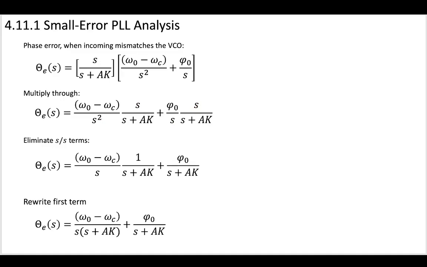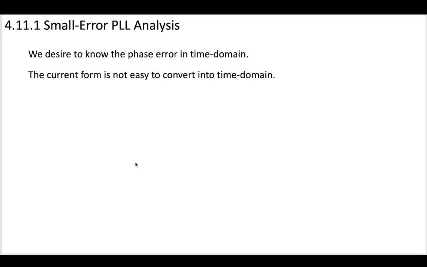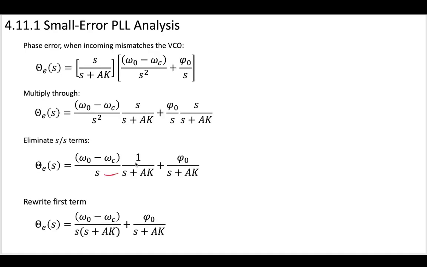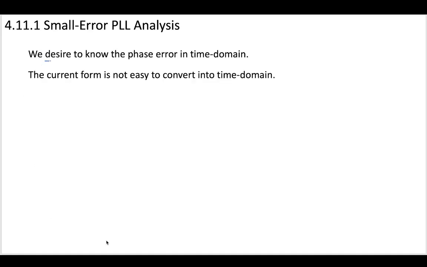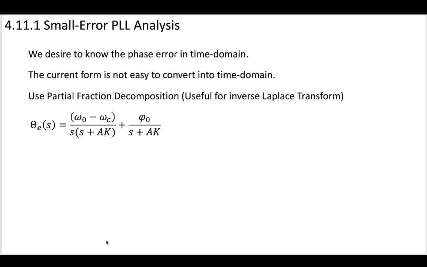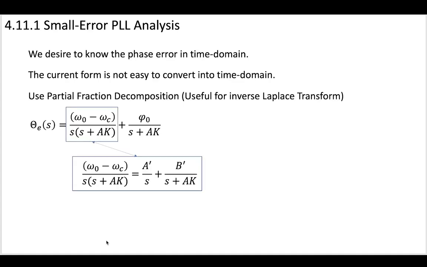We can then rewrite this first term, collect those together, right? Because it's multiplying by 1 over something. And we want to know what the error is in the time domain, and we have this expression in the S domain. The current form is not that easy to convert into the time domain, and there's kind of a problem with it. It's going to come specifically from this term. So we're going to have to pull out some old algebra tricks. What we're going to do is use a partial fraction decomposition so that we can get this from the S domain back into the time domain. And we're going to do the partial fraction decomposition on this.